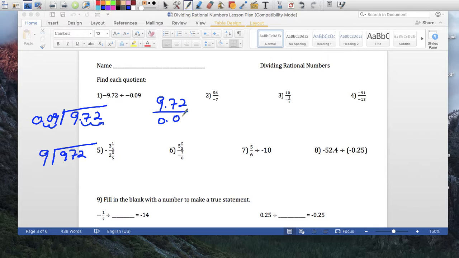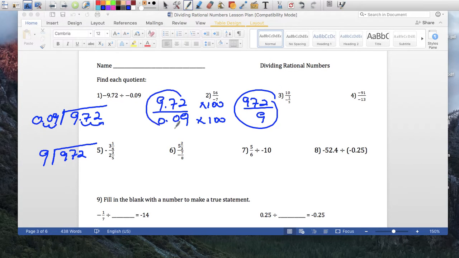If I write it as a fraction, you get this. Now, remember, whatever I do to the top, I must do to the bottom. So if I multiply this by 100, I'm going to get 9. And if I multiply this by 100, I get 972. So that's the idea. So it's much easier to solve this than this, right? So that's what I did. And now I'm ready to divide.